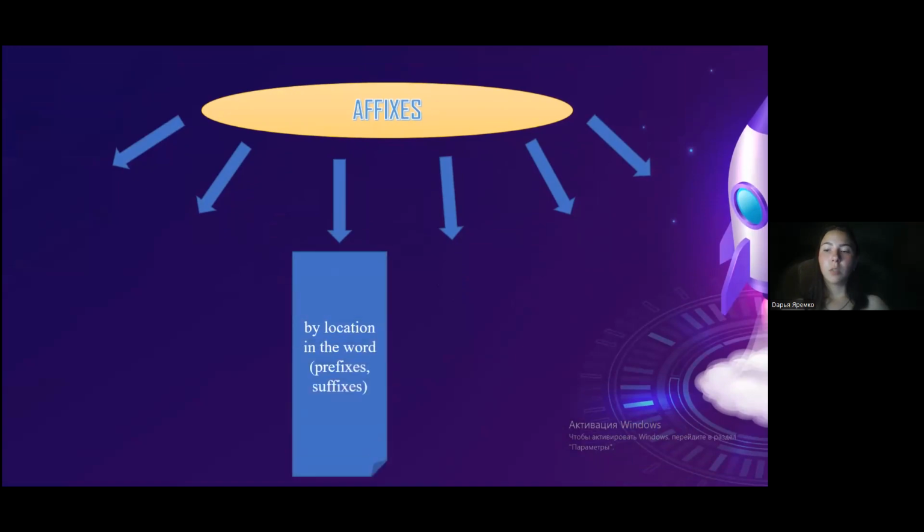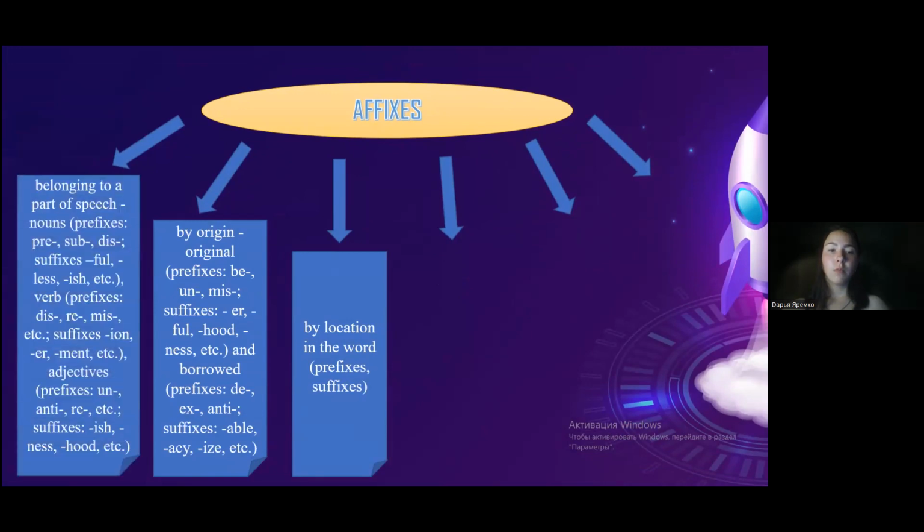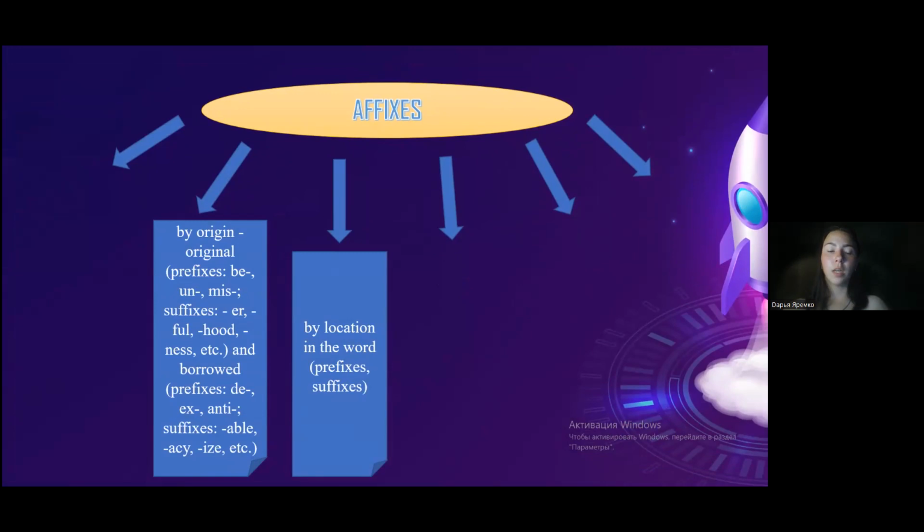Today, the main concept is that the affix is the main carrier of word formation meaning. There are affixes by location in the word: prefixes and suffixes. By origin, original prefixes be, on, mis, suffixes er, ful, hood, ness, and borrowed prefixes de, ex, anti, suffixes able, ac, ize.